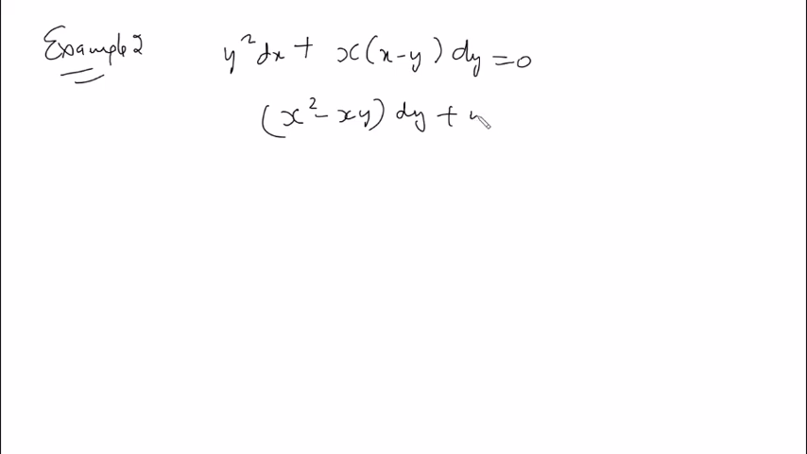y square dx plus x into x minus y dy is 0. So I'm trying to bring it to the dy by dx form.